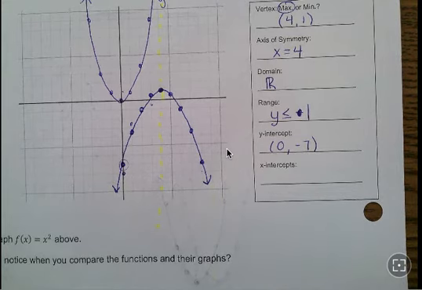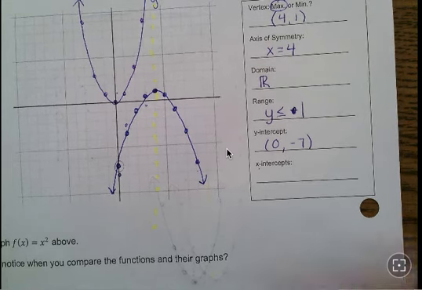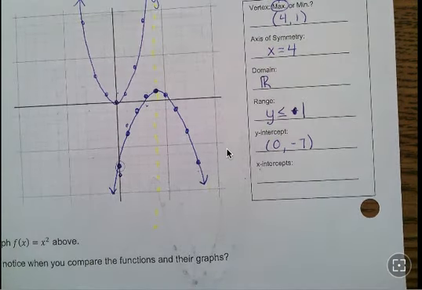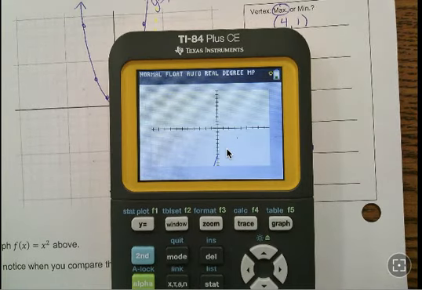Okay? And we've also got x-intercepts. Okay? And we don't know what those are. So this is where we have to go in and find them on the graph. Okay, so we go to our graph. It's graphing, and you see that they're decimal points.